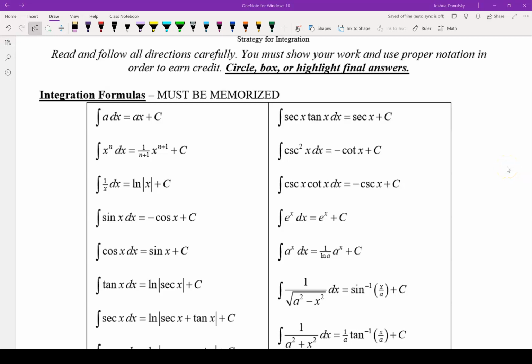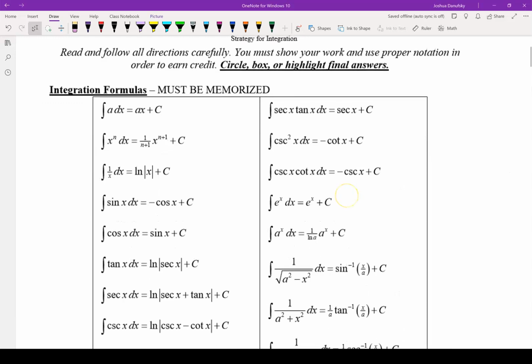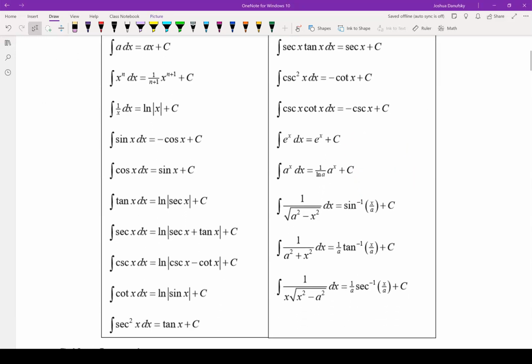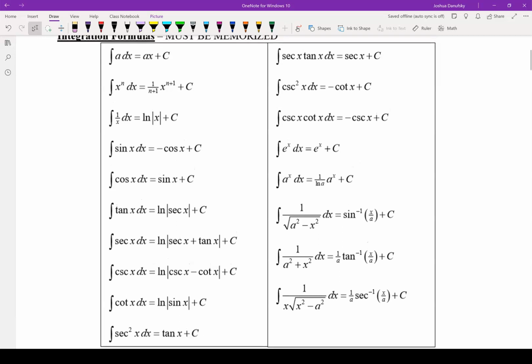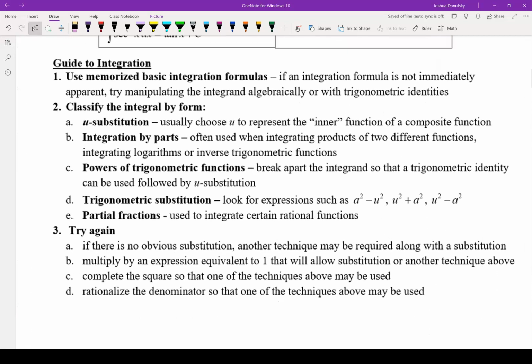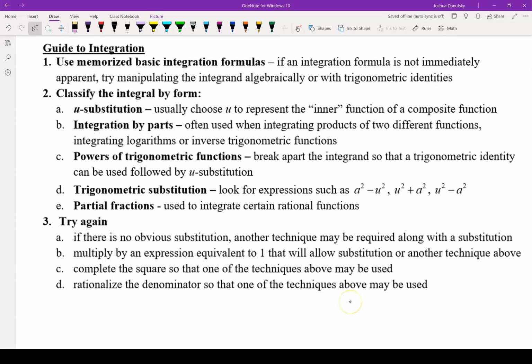In this video, we're going to practice some strategies for integration using the various techniques we've learned in Calculus 2. First, we want to be sure that we've memorized our basic integration formulas. From there, we'll use the following guidelines for integration. First, use your memorized basic integration formulas. Sometimes they won't be obvious and you'll have to manipulate the integrand algebraically or with trigonometric identities.